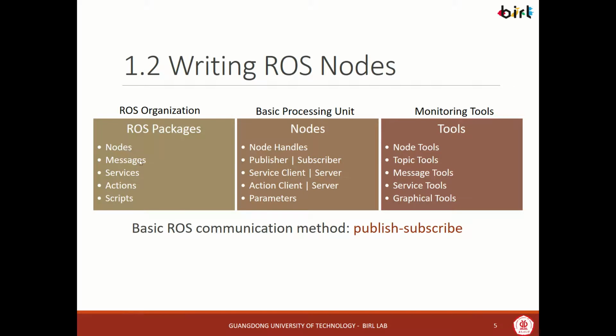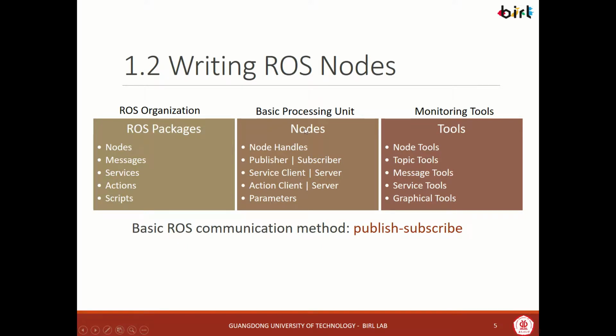A ROS package can have messages. These can be standard message types from ROS, or they can also be custom types that you create for your particular robot or need. The same is true for services and actions, where you create your own services or your own actions to meet the needs of some particular task. You can have also other scripts that might accomplish different things for you and launch files.